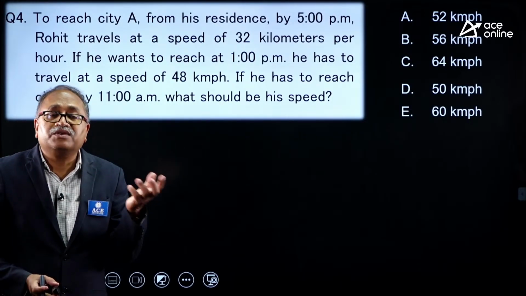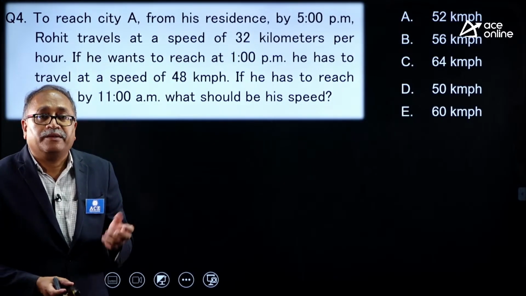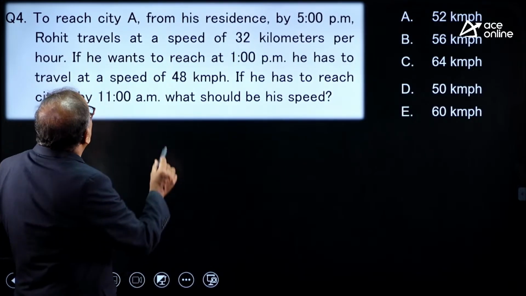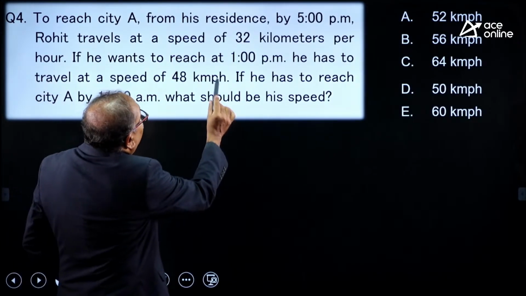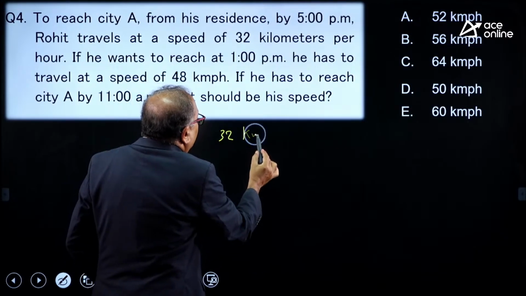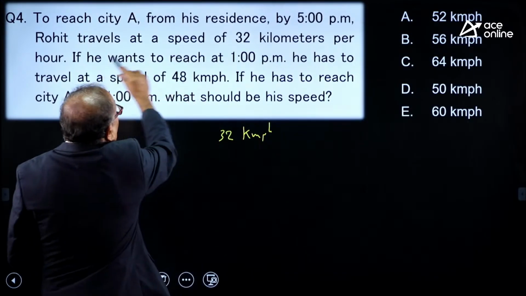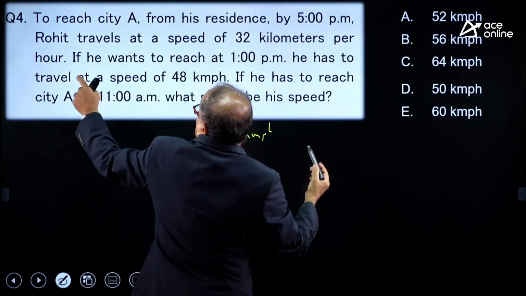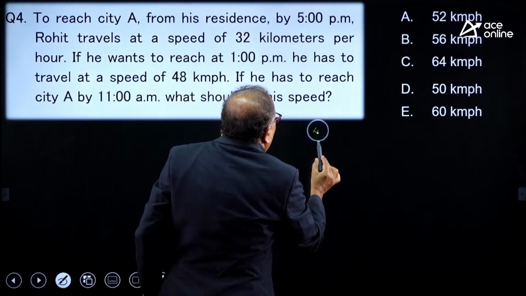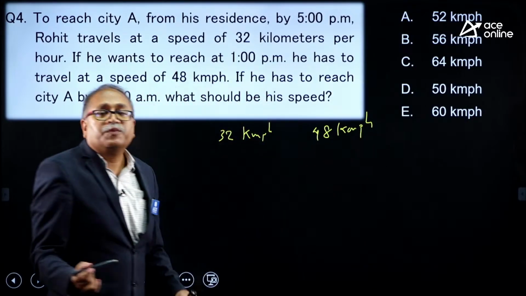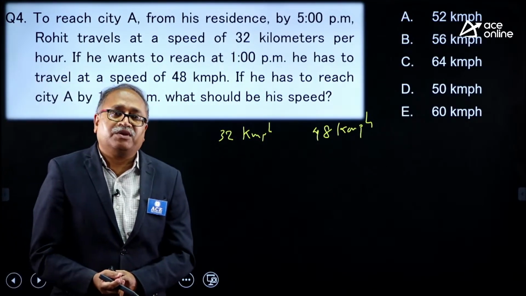This is the kind of question which comes in the main, the clerical main. Now, I will show you the path, then I will give you the answer. So, here one speed is 32 km per hour and the other one is 48 km per hour. So, what is the speed ratio? The reverse will be the time ratio.